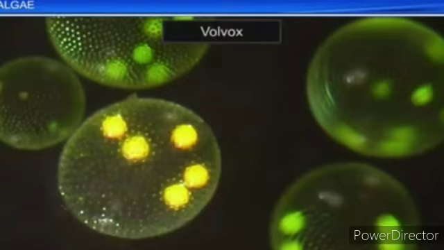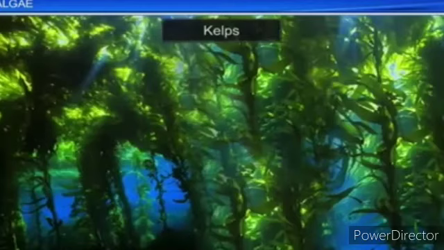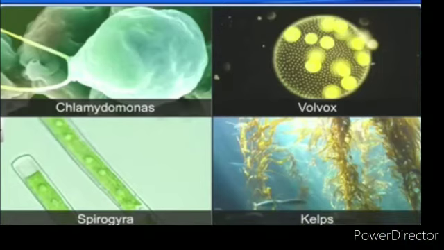The example is Volvox. Another form is filamentous forms, for example Ulothrix and Spirogyra. A few of the marine forms such as kelps form massive plant bodies. Now we saw the shape of the algae: the size is microscopic to unicellular, single cell, like Chlamydomonas; colonial, Volvox; filamentous, Ulothrix and Spirogyra; and the marine form, the kelps.